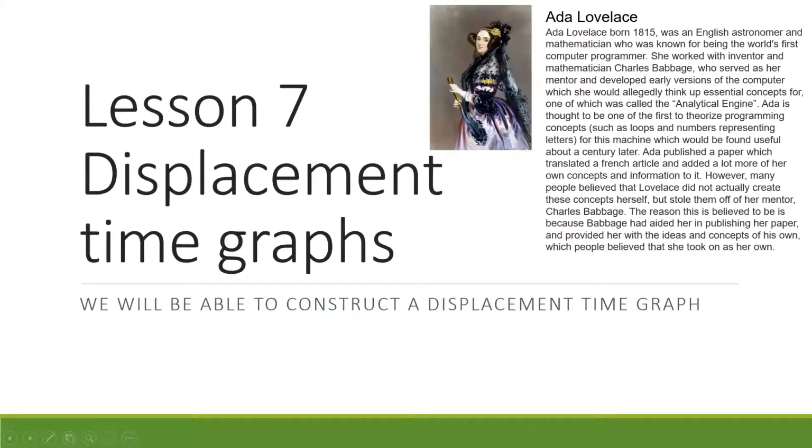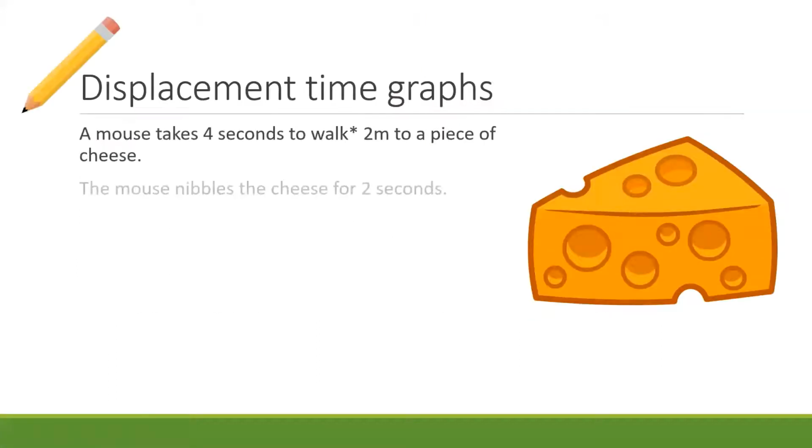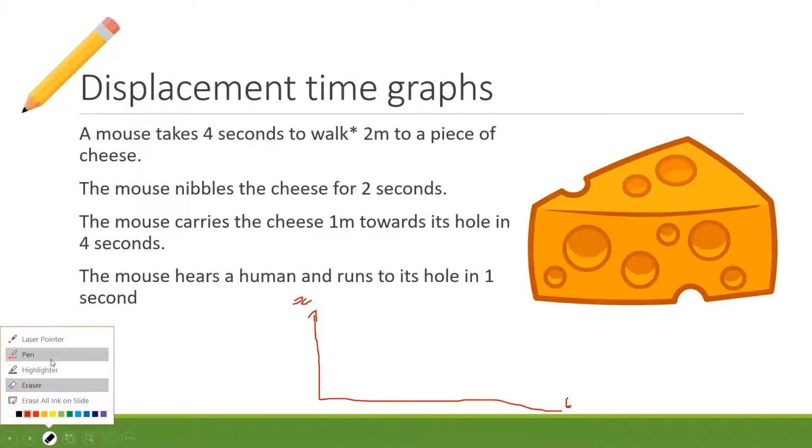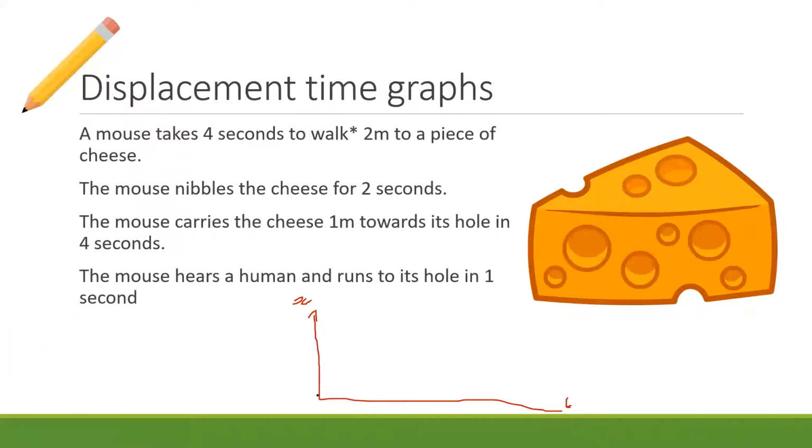Last lesson, we looked at lesson 7, displacement time graphs. In displacement time graphs, we constructed a displacement time graph for this example here. I'm going to do my best to try and recreate it, but it looks like this. Initially, the mouse went away at a steady speed because it was moving towards where the cheese was.